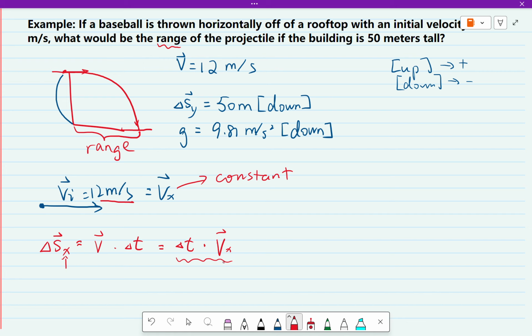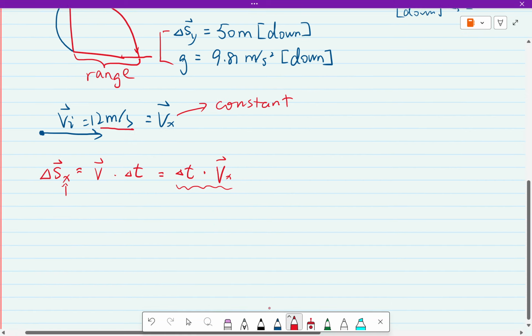Do we know the horizontal velocity? Yes, it's 12 meters per second. Do we know the time? Maybe not. So we are going to look for this time first. How should we do that? We still have these two pieces of information untouched right here. So we're going to see how we can make use of those two things.